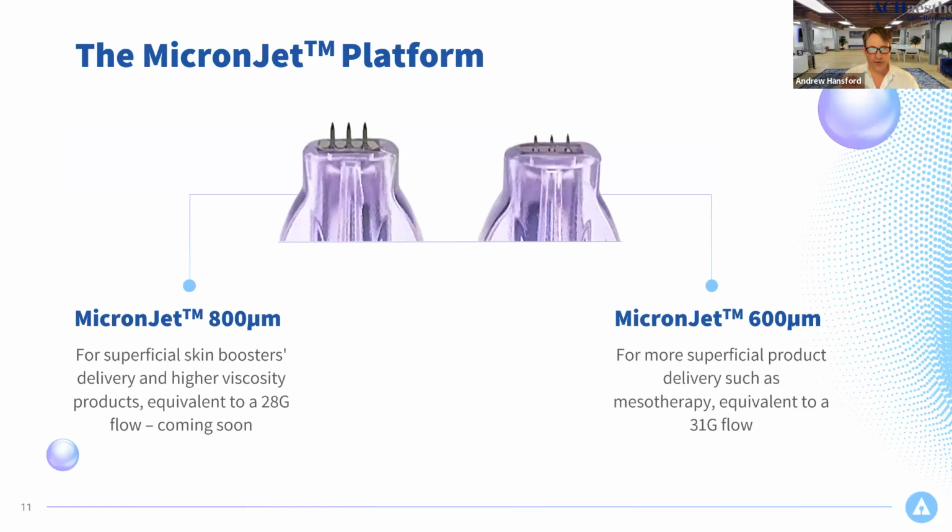We have 2 variants on this one. The first one that we have at the moment is the MicronJet 600. So it's 0.6 with a 31 gauge. This can be used for most fluid products. In relation to mesotherapy, toxin can be done with this, like hyperhidrosis, etc. You can get some slightly thicker fluids through it. It's just a little bit tougher to get through, but I've absolutely done it myself.